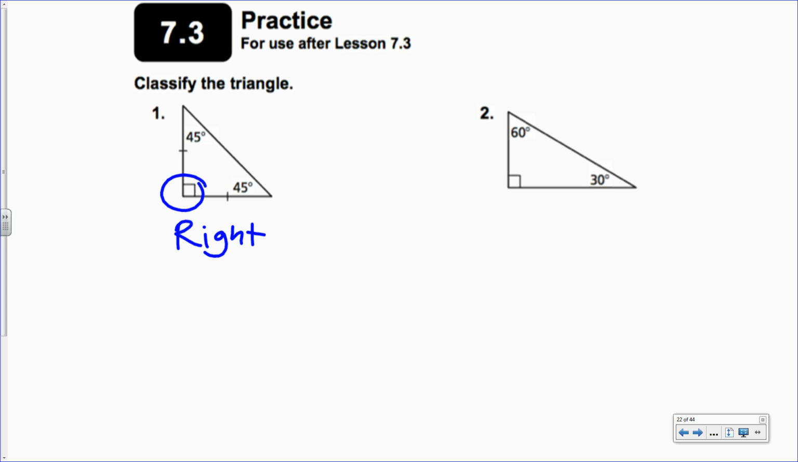And then you look at the sides. Is it equilateral, scalene, or isosceles? And these two marks right here, these little lines, those mean that those two are the same. So they would be isosceles. So number 1 would be right and isosceles. I want you to pause this and I want you to fill out numbers 2, 3, and 4. And then start it again when you're done.